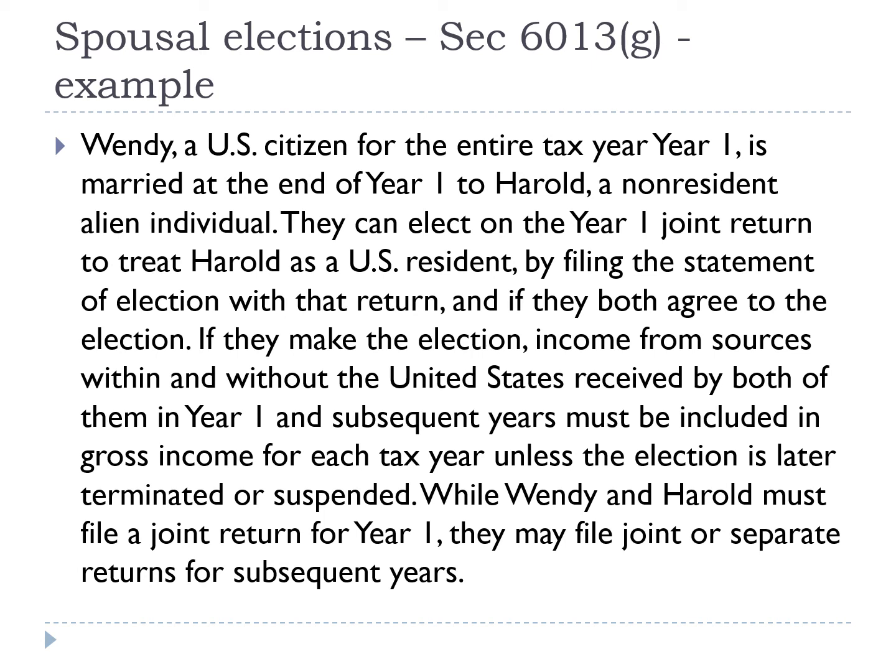if they make the election, income from sources within and without the United States received by both of them in year 1 and subsequent years must be included in gross income for each year unless the election is later terminated or suspended. While Wendy and Harold must file a joint return for year 1, they may file joint or separate returns for subsequent years.